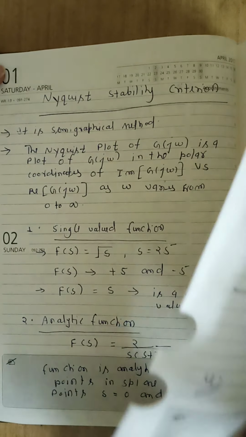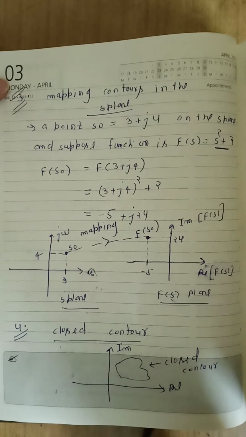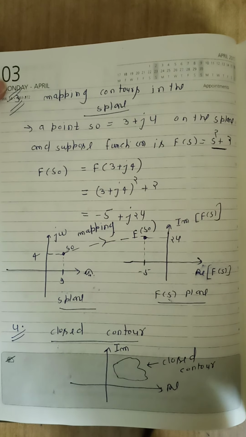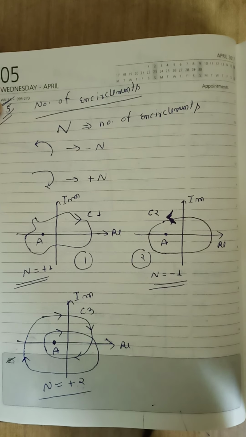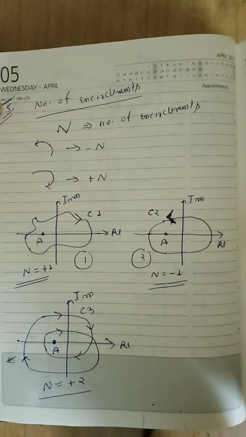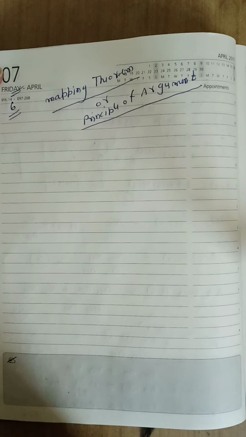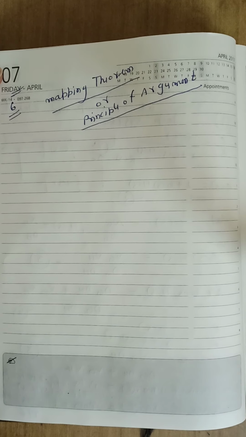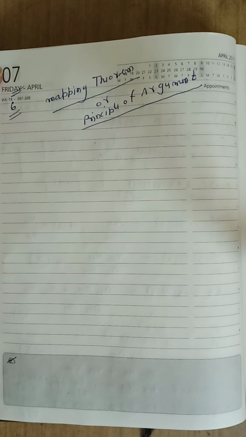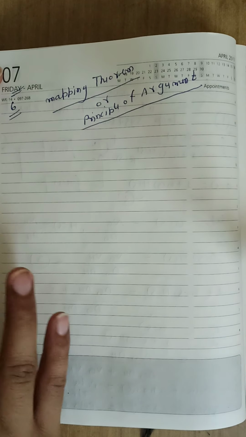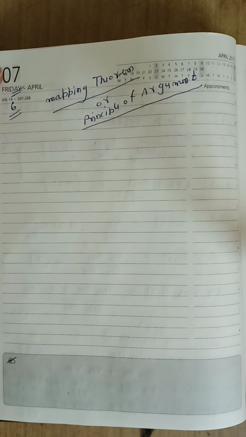analytic function, singular point, mapping contours in the S-plane, closed contour, enclosed point, encircled point, and how we can define the number of encirclements. We have to know the relationship between poles and zeros of open loop and closed loop system. Till now, we have seen the introduction of all these terms. So, in this video, we will try to cover the principle of argument.